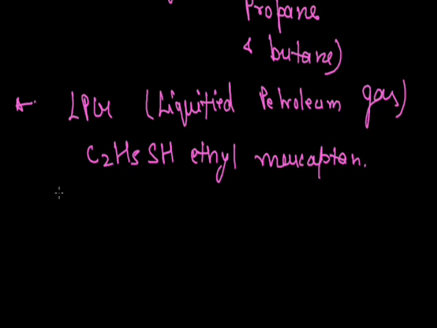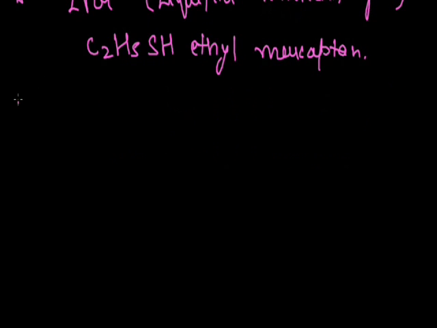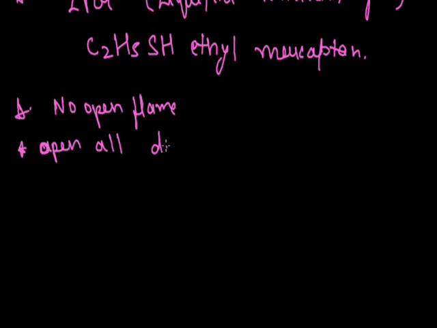If there is any leakage of gas from the cylinder, the following precautions should be immediately taken. No open flame should be kept nearby. All doors and windows should be opened. The tube joints attached to the cylinder should be systematically checked for defects.